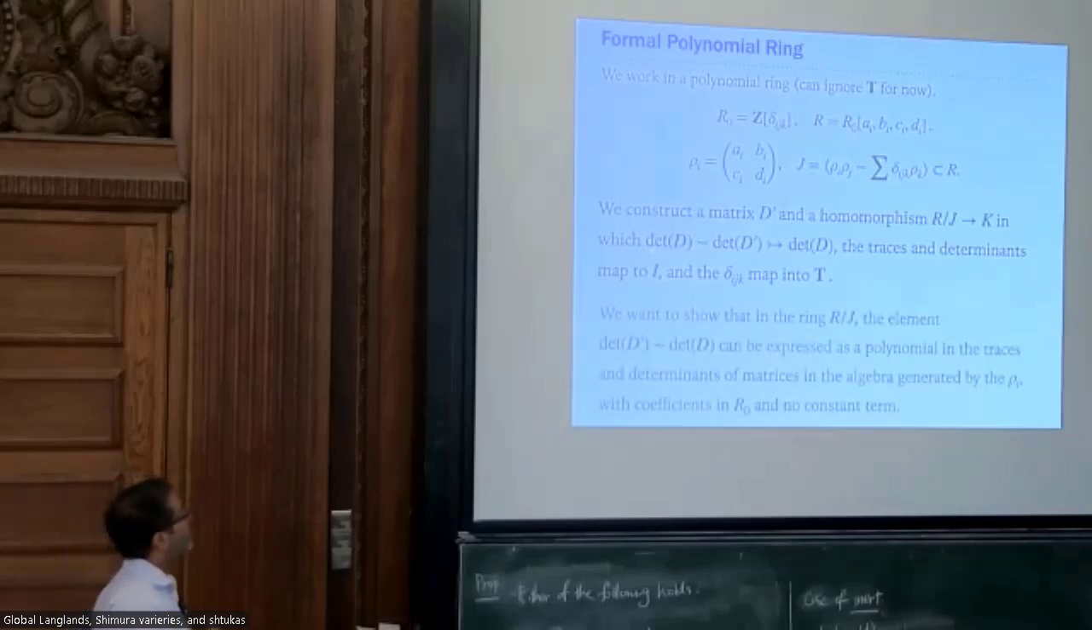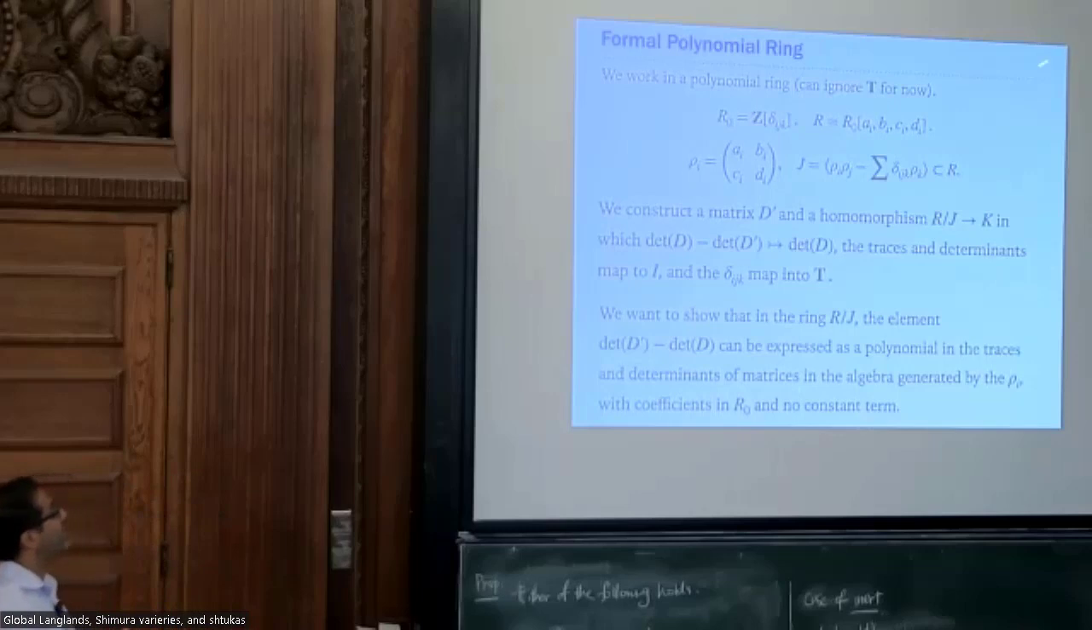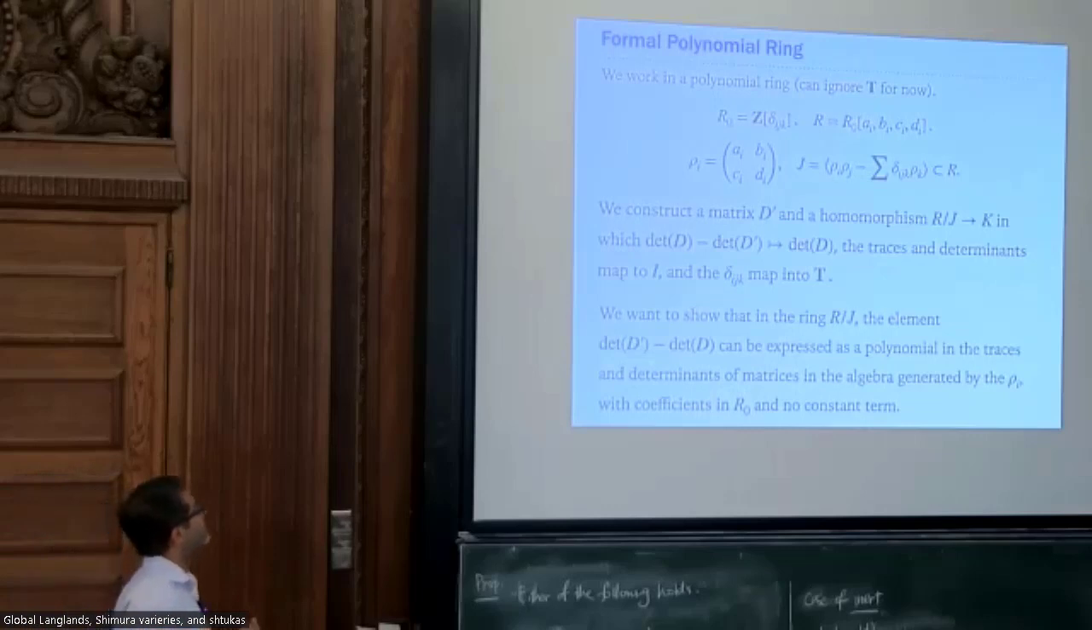And so what you want to show is that in this ring R mod J, the determinant of D prime minus the determinant of D can be expressed as a polynomial in the traces and determinants of matrices in the algebra generated by the rho I with coefficients in R0 and no constant term, because each such trace and determinant, I told you, lands in I when I map it forward by this homomorphism. So the question becomes, how do you take an element of R mod J and show that it can be expressed in terms of polynomials in traces and determinants?